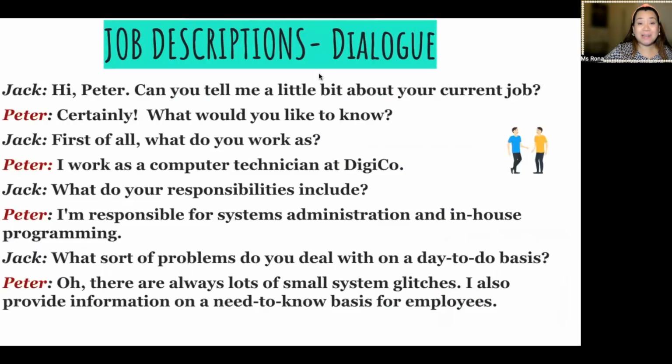Now let's have here our sample dialogue with regards to this topic. This is a conversation between two friends named Jack and Peter. So let's follow along and find out about their jobs or what they are talking about. Let's start. Please follow along. Afterwards, I want you to do this by yourself.